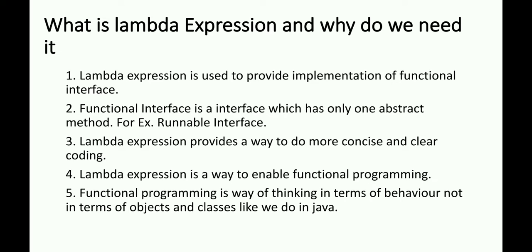So fourth point, lambda expression is a way to enable functional programming. Fifth point, functional programming is a way of thinking in terms of behavior, not in terms of objects and classes like we do in Java. Okay, so let's move to example.